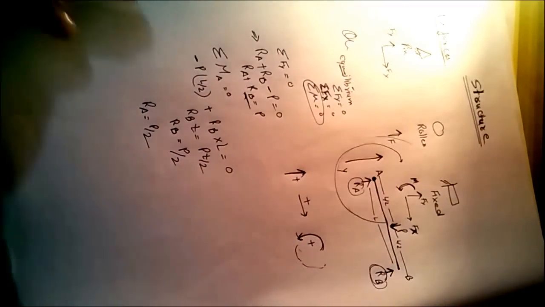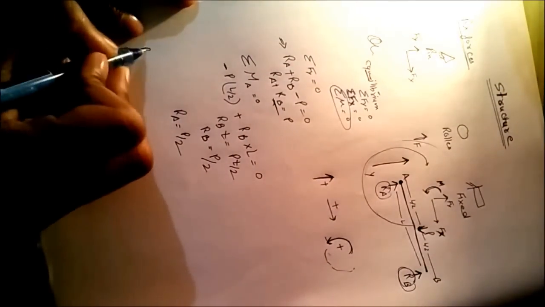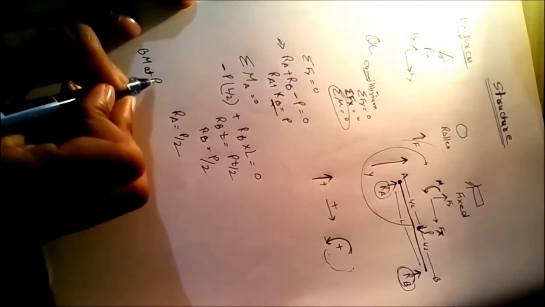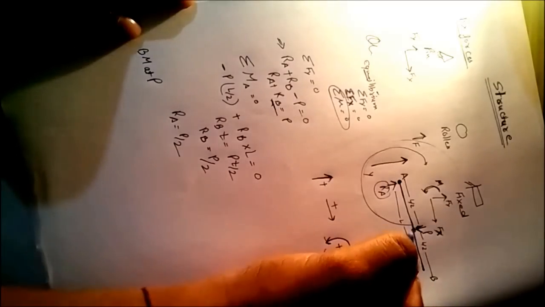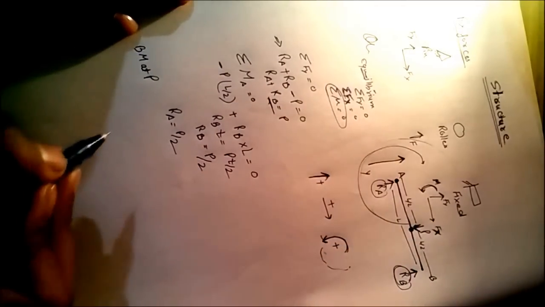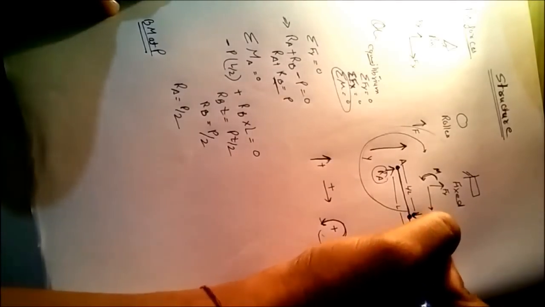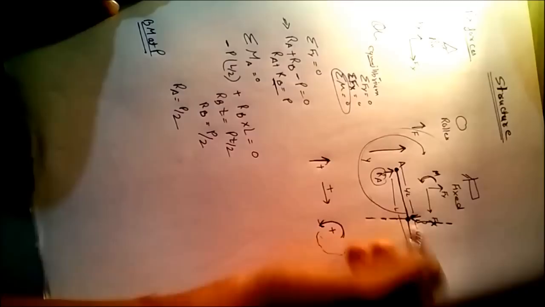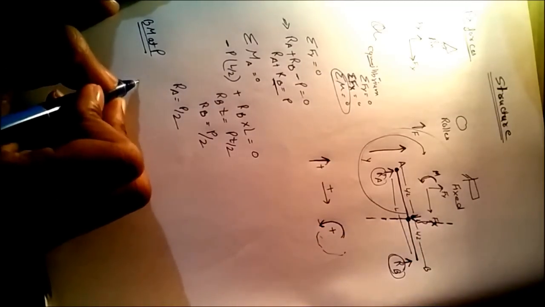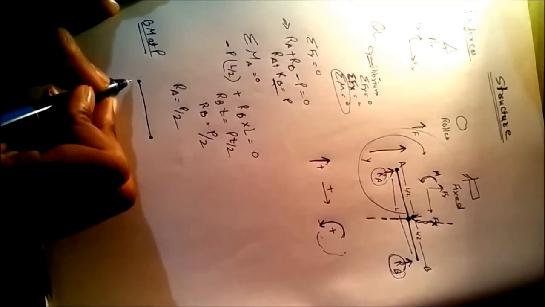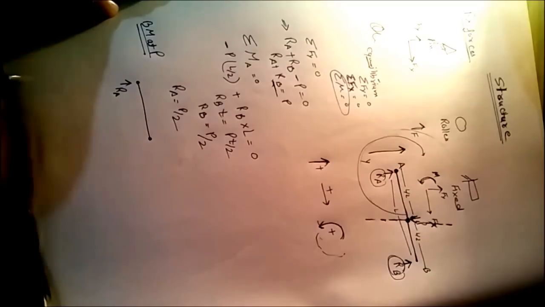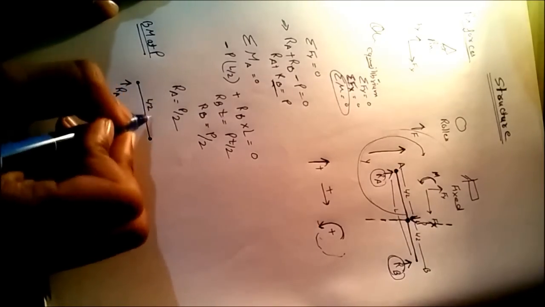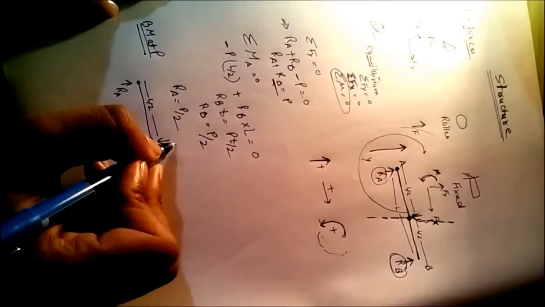Okay, now the question comes: find out the bending moment at point P. Let's suppose they have asked for point P. Now to find the bending moment at P, we'll have to make a new diagram. We will just cut the beam and make another free body diagram, that is, at A the Ra force, and L by 2, and P.